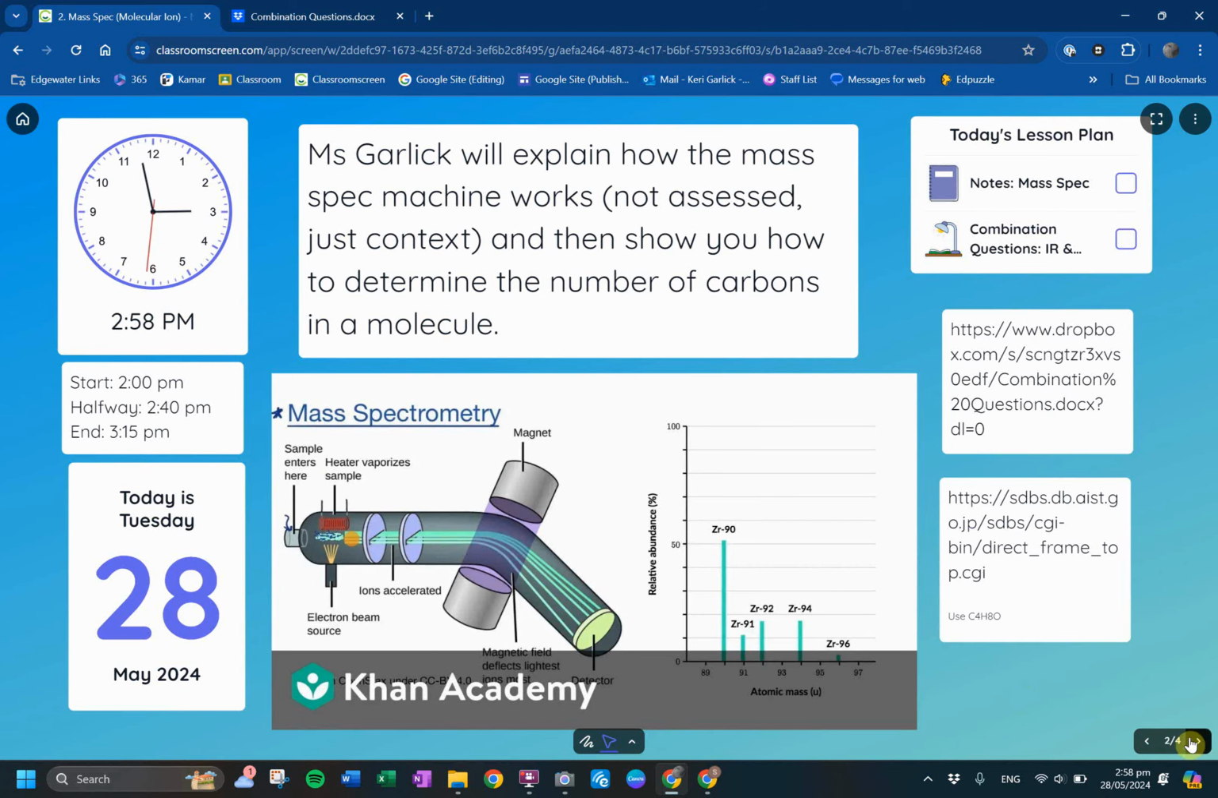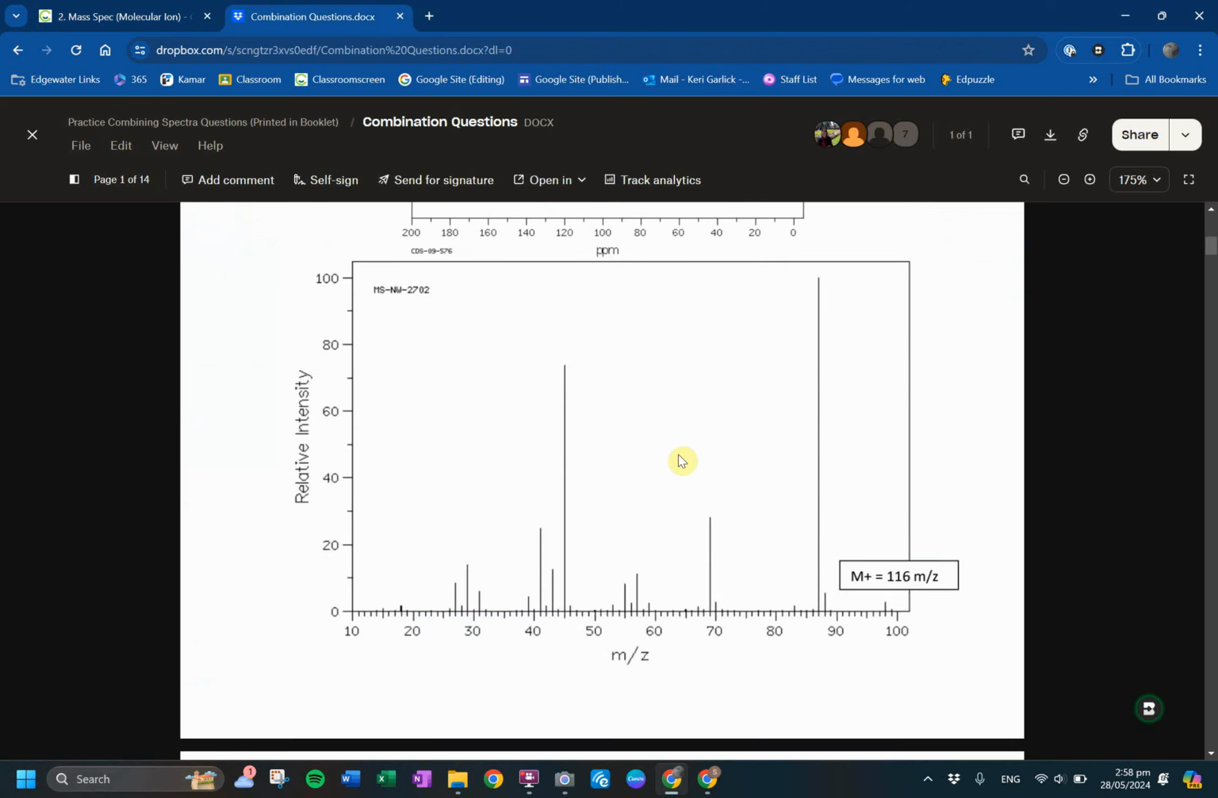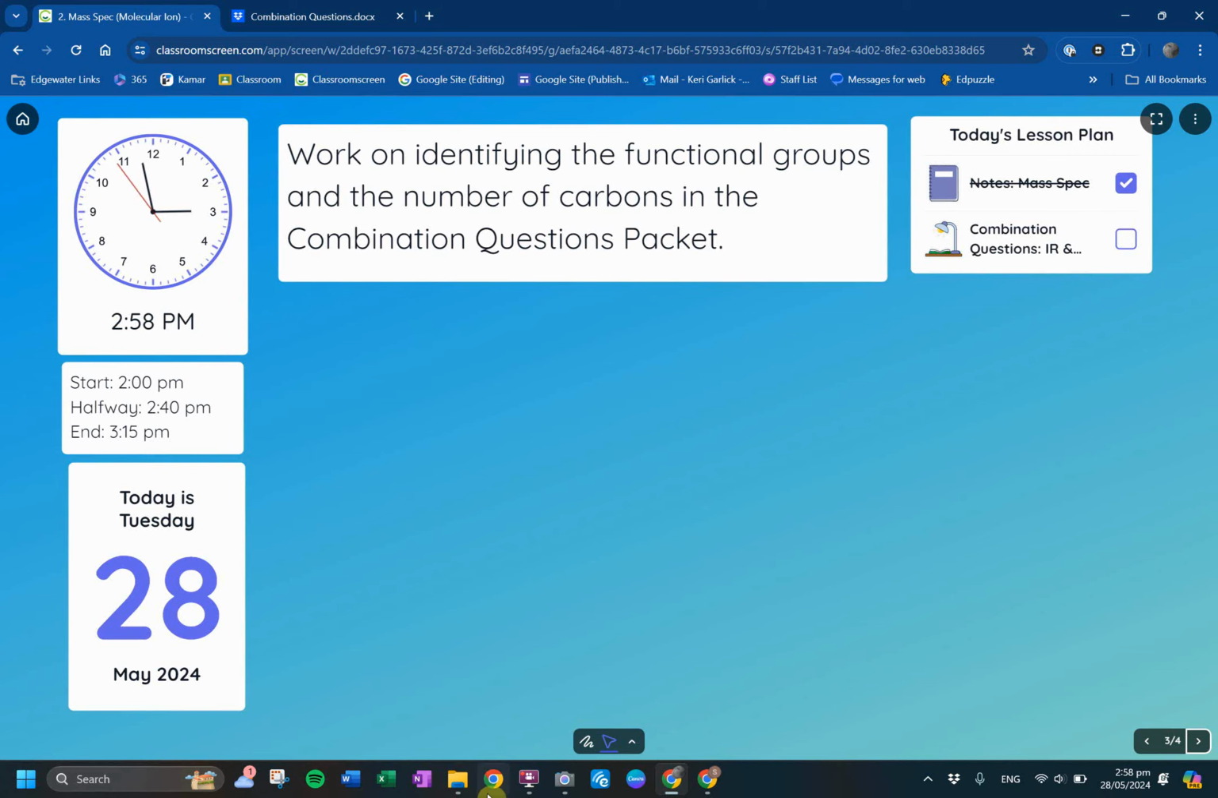Okay? So, we've done the notes. You guys have 15 minutes left. I would like you to start looking at these combination questions and just answer the first 2 bits. What functional group is there and how many carbons are there? And if you want to take it one step further, figure out potential isomers that it could be. And that's why we spent so much focus on isomers, because it's a big part of this standard.